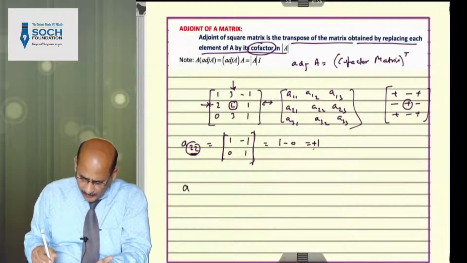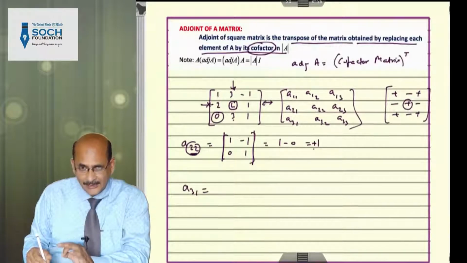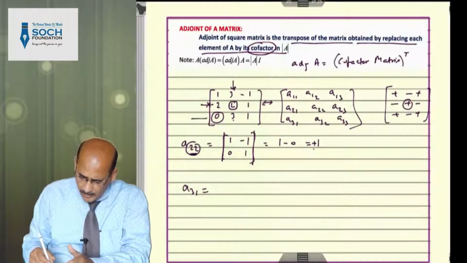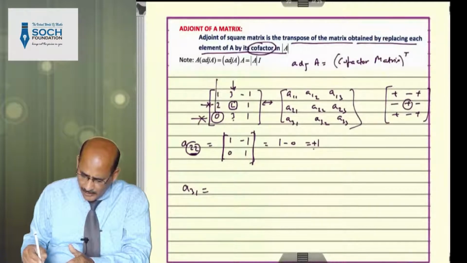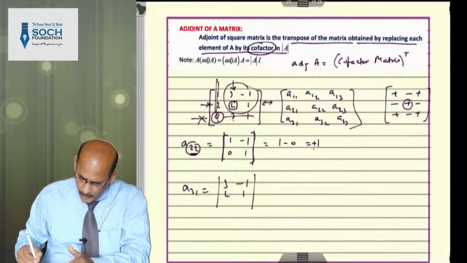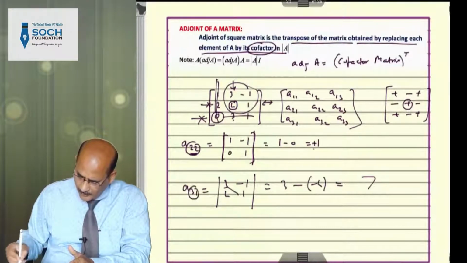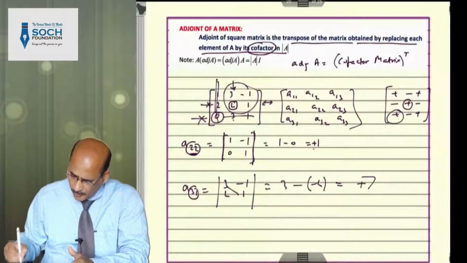Now, let us take A31. Remember, you don't consider that element. Leave the third row and the first column. What is left is 3, minus 1, 4 and 1. So 3 ones are 3, ad minus bc gives minus of minus 4, the answer is 7. Position 3, 1 adds up to an even number, so it is positive. So, positive 7.